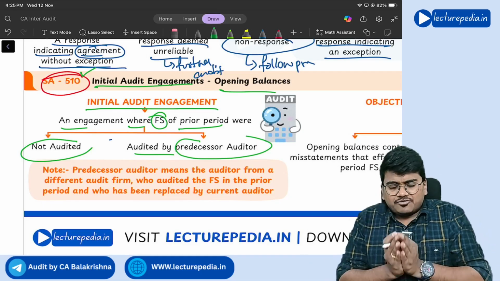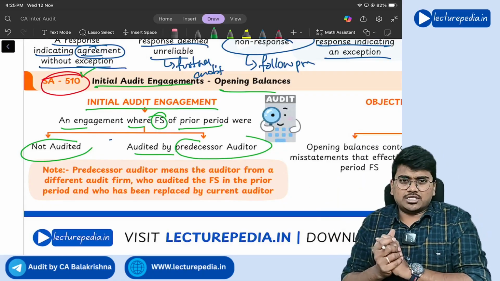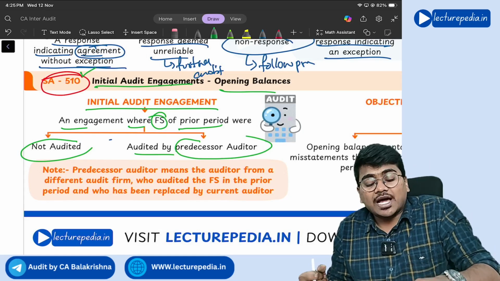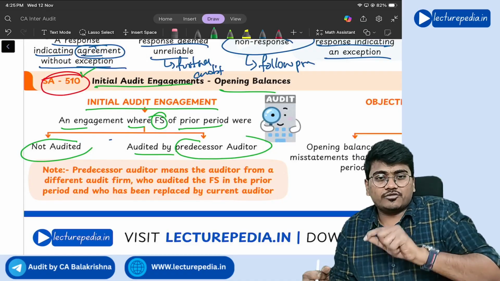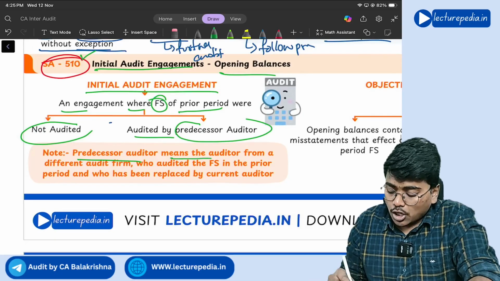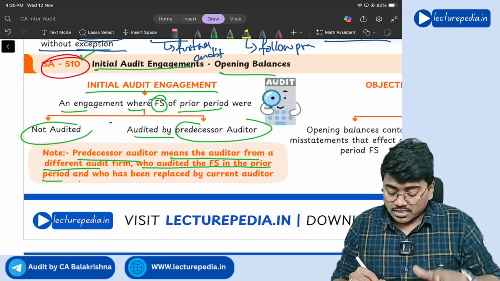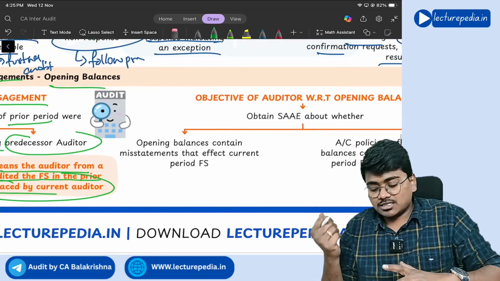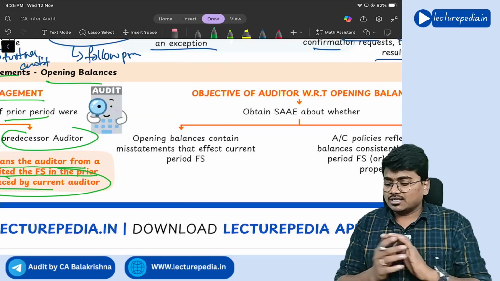That means apart from the current year auditor, some other auditor has audited the previous year financial statements. We'll call him the predecessor auditor. Now the predecessor auditor should be an auditor from another firm, not within the firm of chartered accountants of the current period. Understanding? Predecessor auditor means an auditor from a different audit firm who audited financial statements in the prior period and who has been replaced by the current auditor. So in those two situations you will call the current period audit the initial audit engagement.